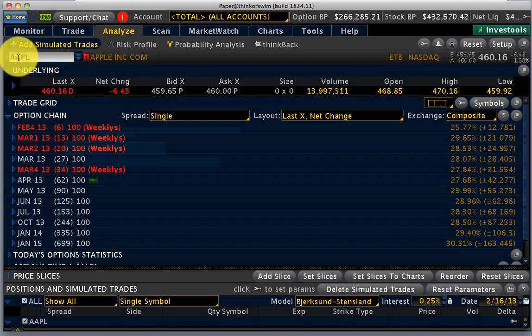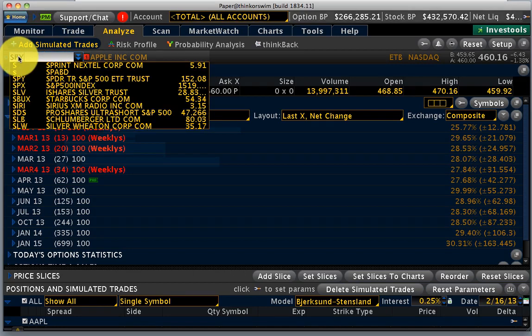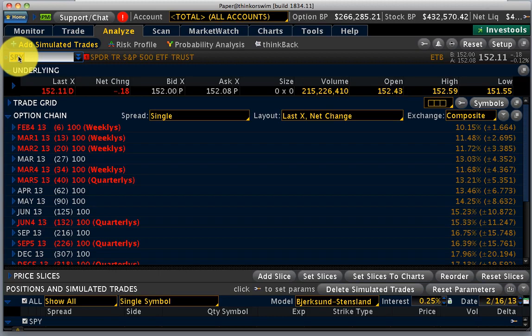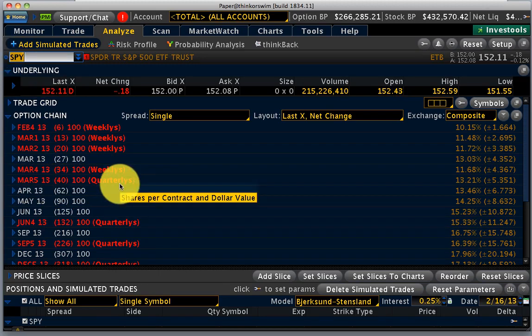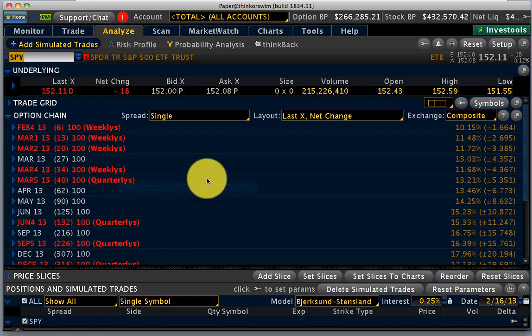In Apple, we don't seem to have it, but let me check the spiders. I'm pretty sure we have quarterlies on the spiders. There we go. So you can see a quarterly series as well. Now, what this means, this is a March quarterly. So this option would expire on the last day of March, and this option would expire on the last day of June. This would expire on the last day of September, and this one on the last day of December. So it provides traders with another set of expiry series, which obviously adds to the flexibility of your option strategies.